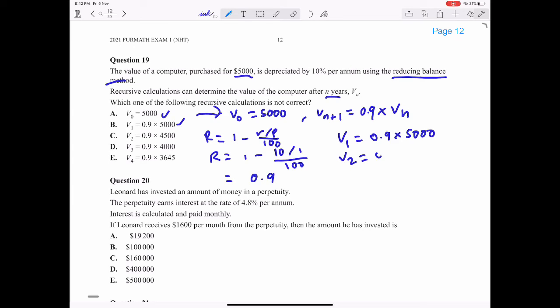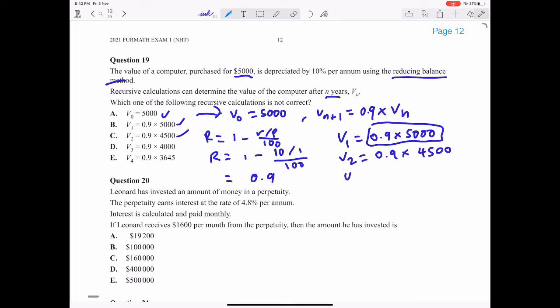V2 would be found by doing 0.9 times the value of V1. If you do this on your calculator, with V1, you will get 4,500. So 4,500. So therefore, C is also correct.